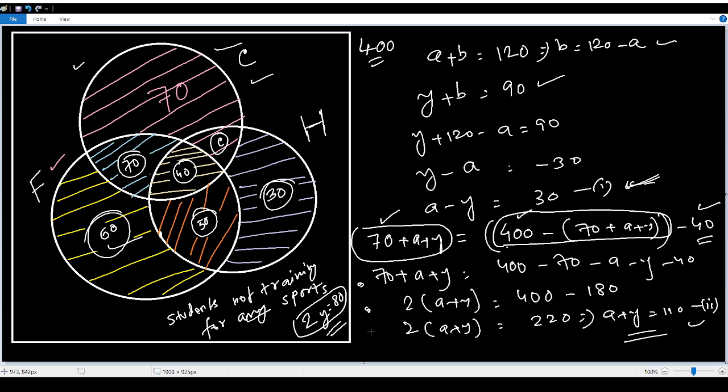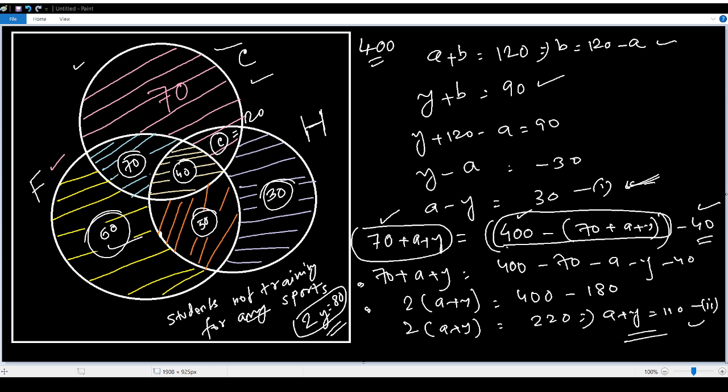So what we are getting? We are getting 70. So this is info 2. 70 plus 40 plus 50 plus C, 50 plus C, right? That is equals to 180. So 70, 100 and 10, C is 20. Did you understand this? Please tell me.